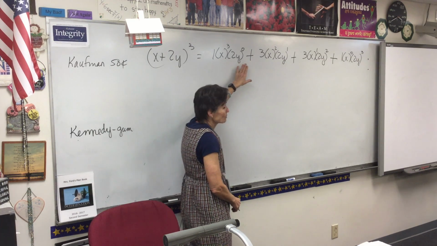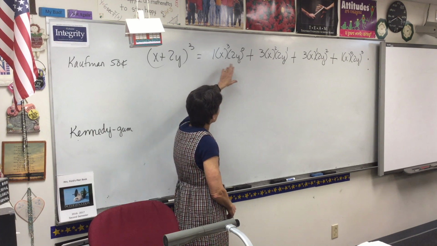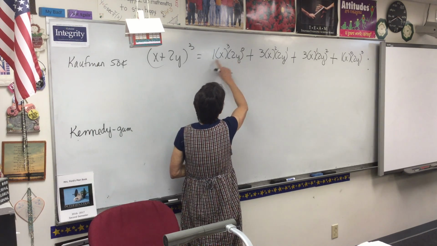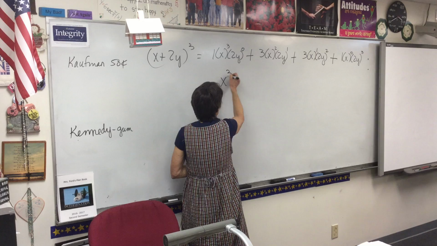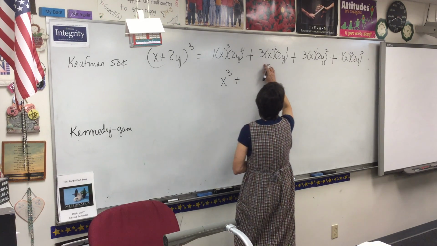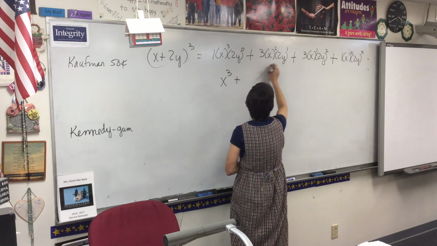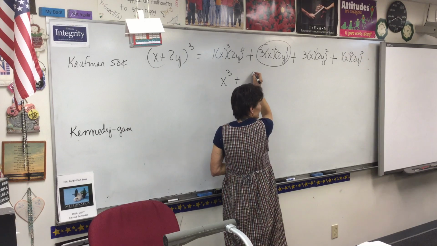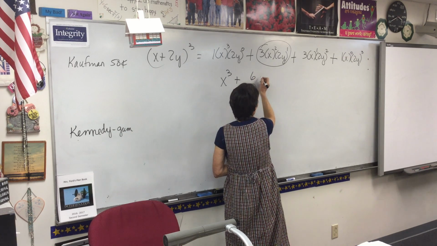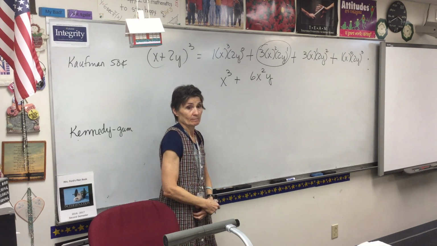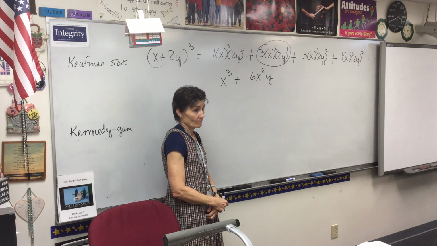So take a look at the first term. It's just x cubed. Because that's 1 and that's 1, so that's just x cubed. Now watch it here. This is all multiplied. You are multiplying all of this together. So that will be 6x squared y. Is that okay?